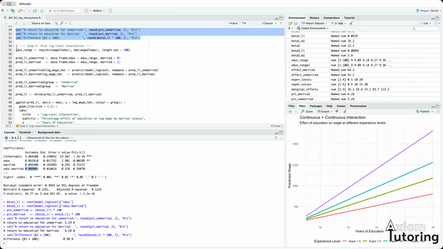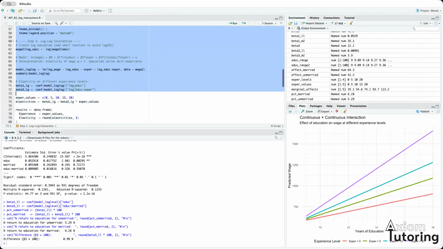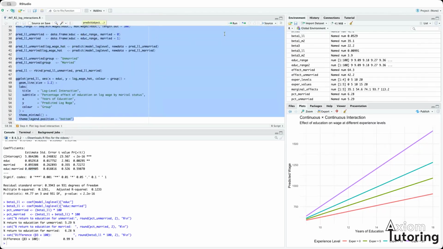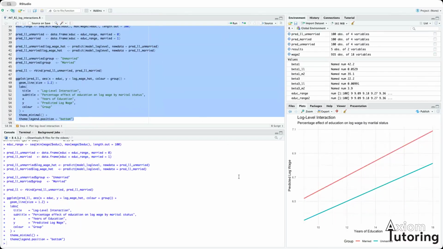The code is pretty much the same as in the previous video, so we're creating predictions for the married and for the unmarried group, and ultimately plotting them. So this is the new fitted lines that we see in here. So keep in mind, now we've got predicted log wage in here. And again, it seems that the lines are not really parallel, which would indicate that the interaction is present. So it means there would be a difference in how education is affecting log wages due to marital status.